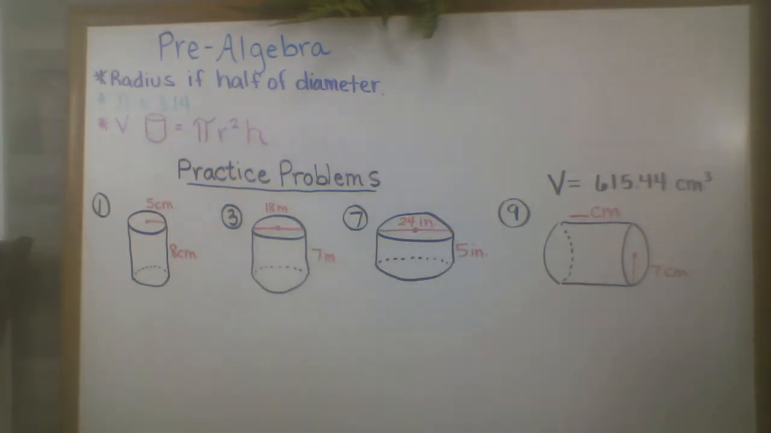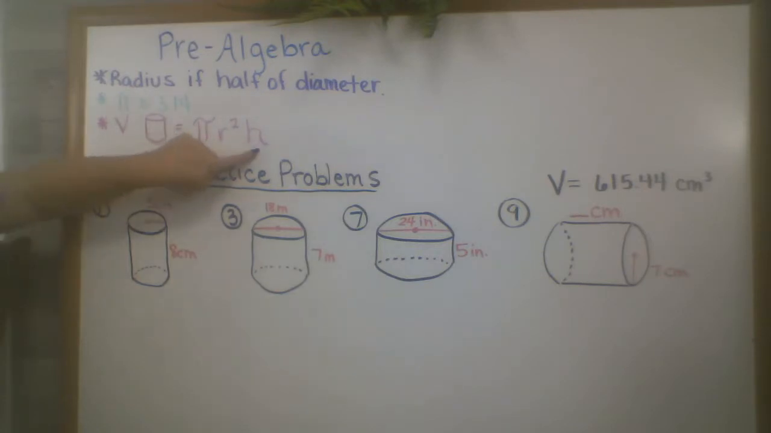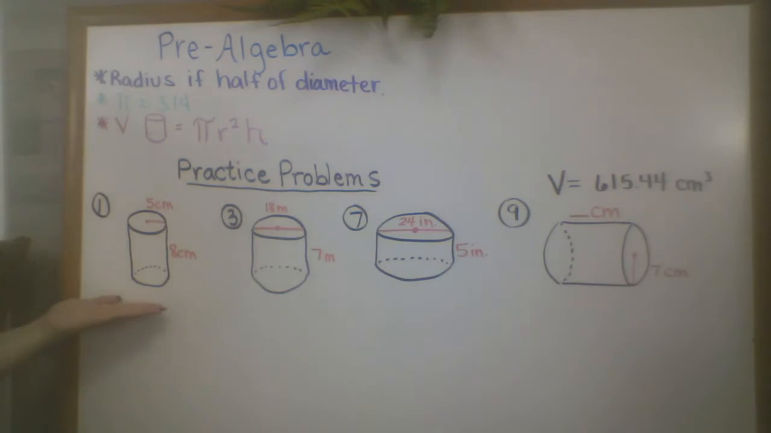All right, so let's get started. The volume of a cylinder is first you have to find the area of a circle, which is pi r squared, and then you are going to multiply by your height. All right, so let's start with number 1 here.